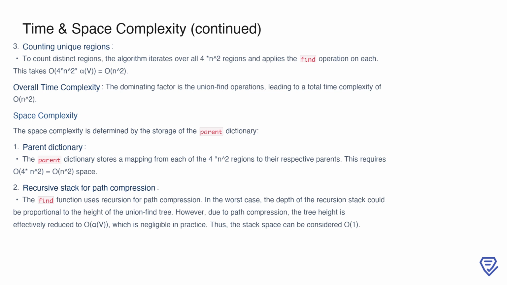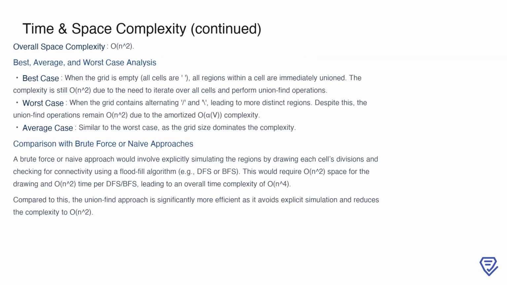For the space complexity, the main factor is the storage of the parent dictionary. This dictionary maps each of the 4 n squared regions to their respective parent, requiring n squared space. Additionally, the find function uses recursion for path compression, but thanks to the efficiency of the union find algorithm, the recursion depth is minimal, effectively 1, due to the near constant growth of the union find tree height. As a result, the space complexity remains n squared. In summary, the overall space complexity of the solution is O(n squared).